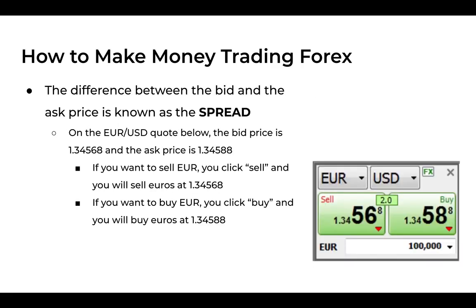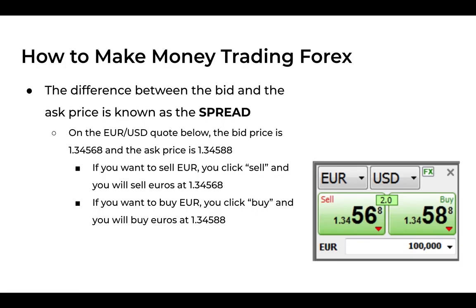The difference between the bid and the ask price is known as the spread. On the Euro USD quote to the right of us, the bid price is $1.34 and the ask price is $1.34588. I'm not going to say the decimal points every single time, but you can see it on the screen here. If you want to sell Euro, you click sell, and you will sell Euros at 1.34568 US dollars.